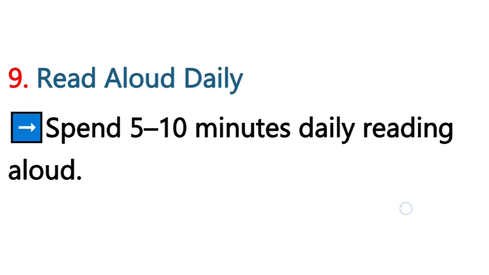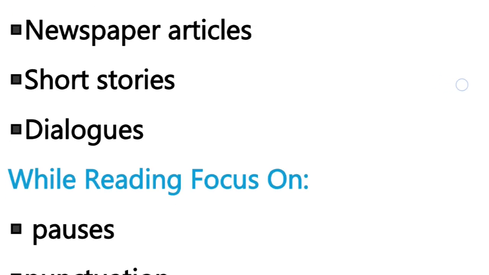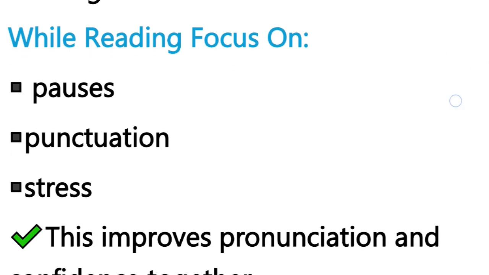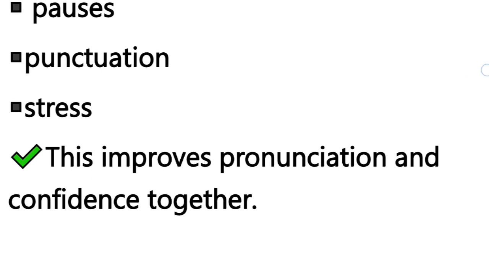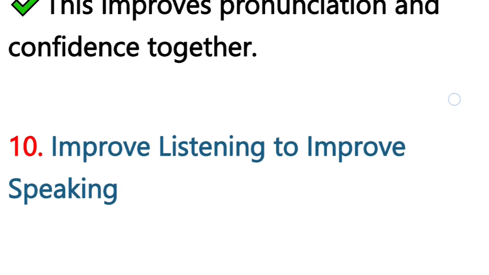The next thing is point number 9, which says read aloud daily. Spend 5 to 10 minutes every day reading aloud. For this, you can read newspaper articles, short stories if you like, or dialogues which are available over the web. While reading, you have to focus on pauses, punctuation, and stress, because after listening to the reading, that's most important that you're doing. This improves pronunciation and confidence together.